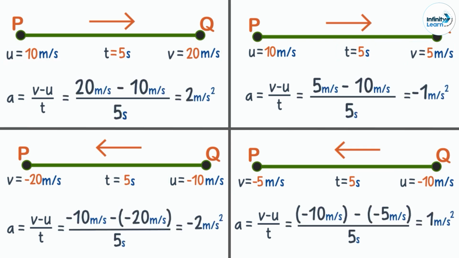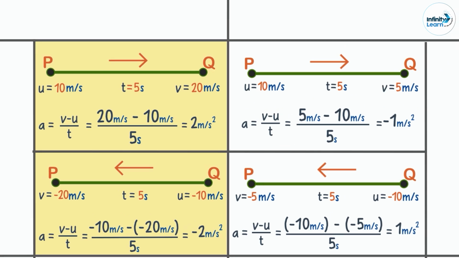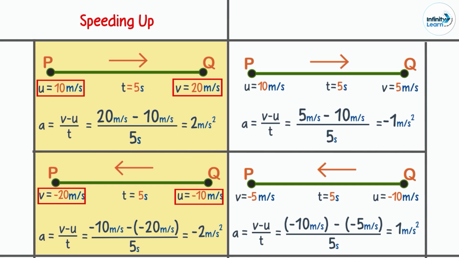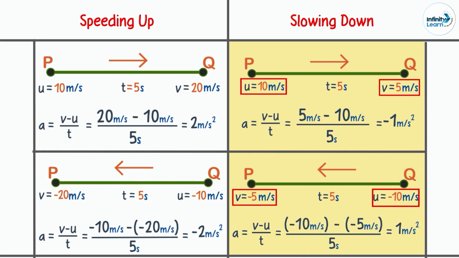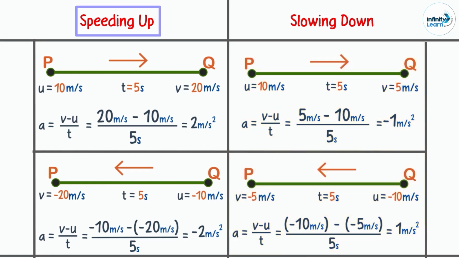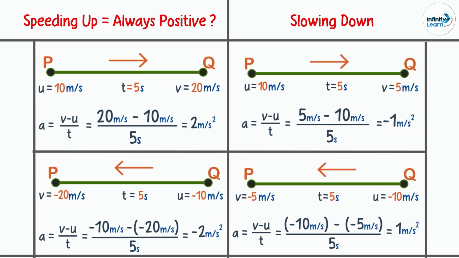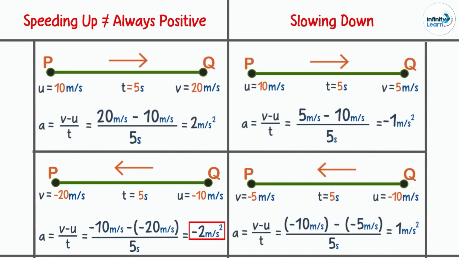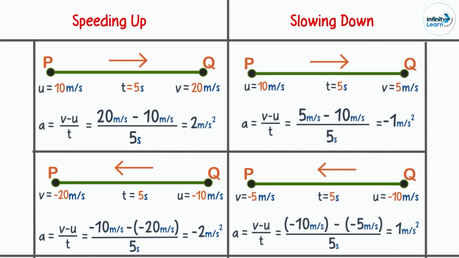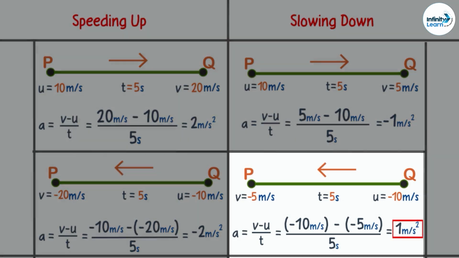The calculations were simple, but in which cases do you think the body is speeding up and in which cases is it slowing down? In these 2 cases, the body is speeding up. In both cases, the speed increased from 10 to 20 meters per second. And the other 2 cases, the body is slowing down. The speed decreases from 10 to 5 meters per second. When the body is speeding up, is the acceleration always positive? Not really. We also see a case when the acceleration is negative. And when the body is slowing down, we can also see a case when the acceleration is positive.